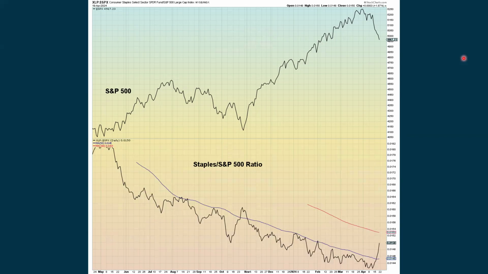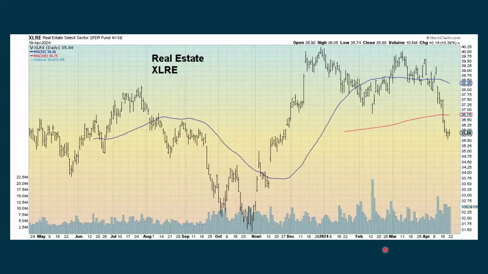We look at a ratio where it has been underperforming the S&P, even though staples by themselves have been up. Compared to the S&P, it's been underperforming, but lately we're seeing this ratio really start to change.